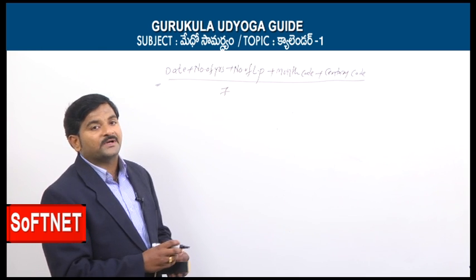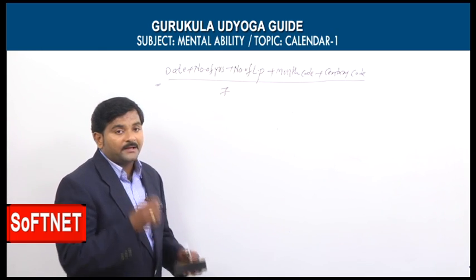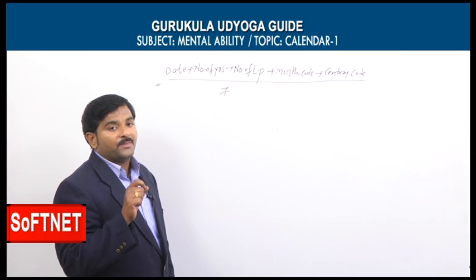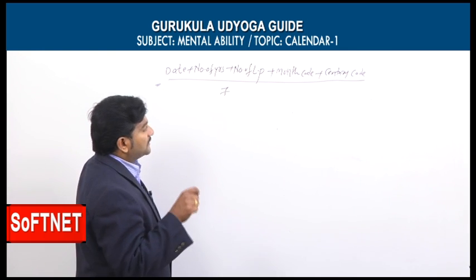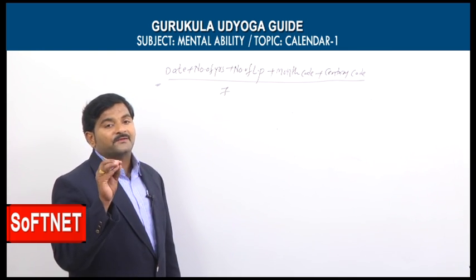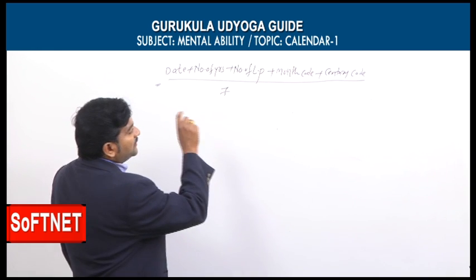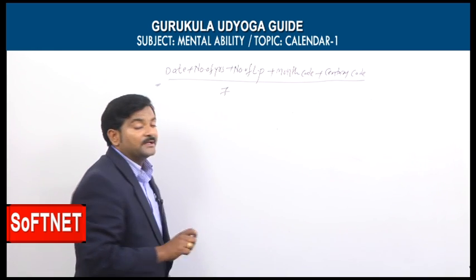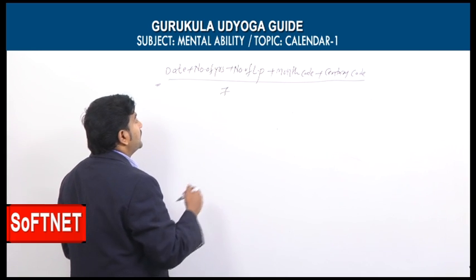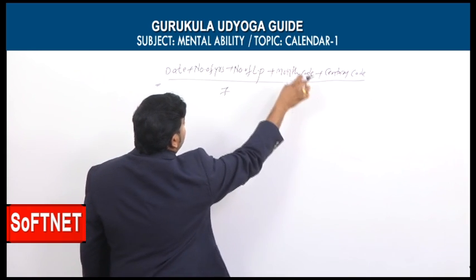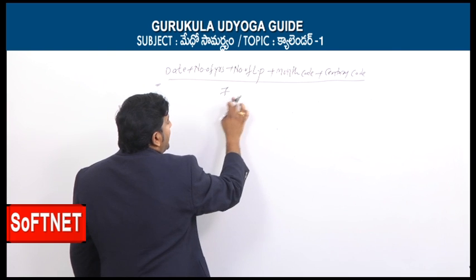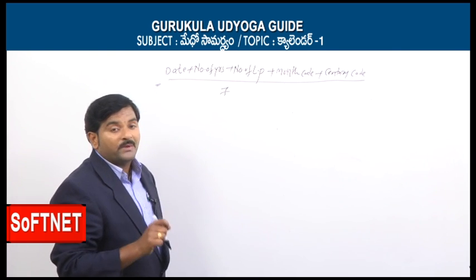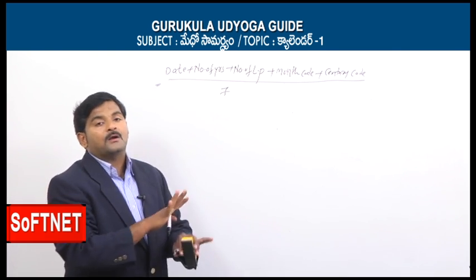I repeat the codes for this once again. Date, number of years, number of leap years, month code, century code. There are 5 parameters available in the numerator and divided by how much? 7 is there. So after substituting all these values and after adding, after dividing by 7, you must take only remainder, not quotient.